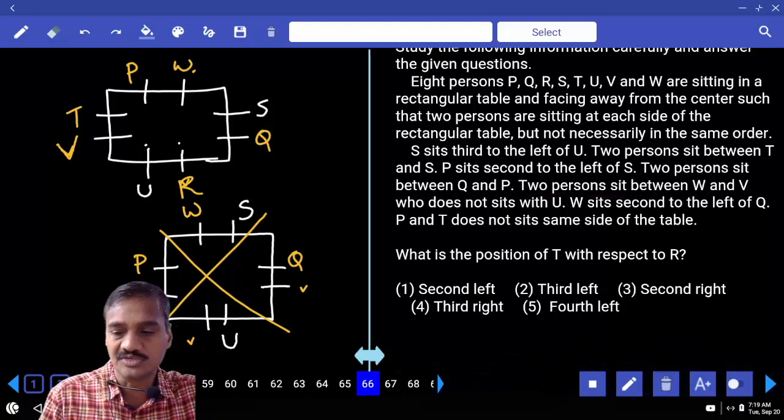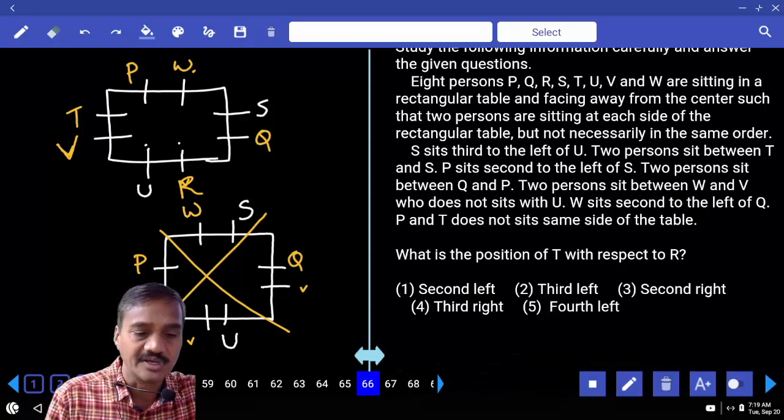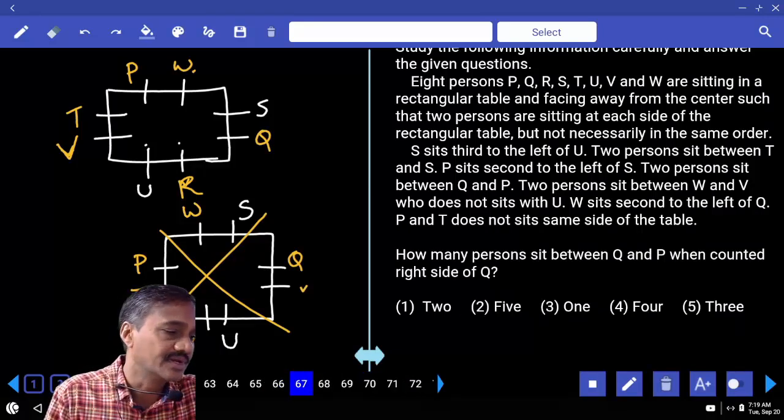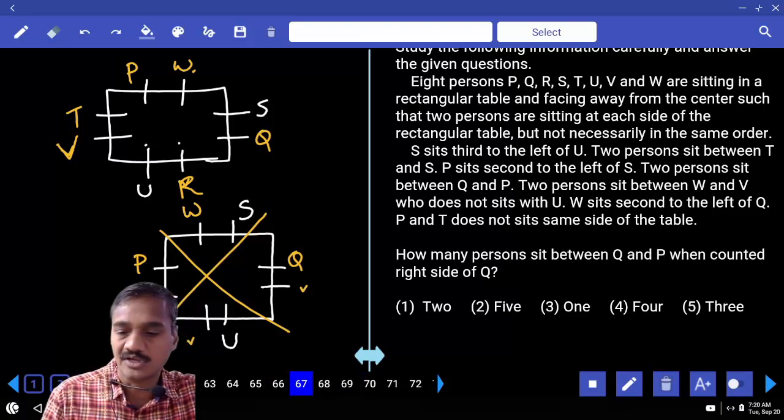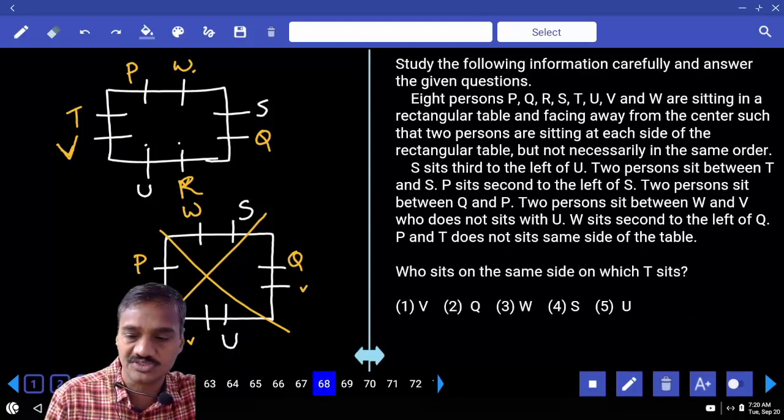What is the position of T with respect to R? Tell me your answer. Out to the right, that is choice for question number 66. Then next, 67: how many persons sit between Q and P when counted from the right of Q? 1, 2, 3, 4, four people. That is choice for 67.